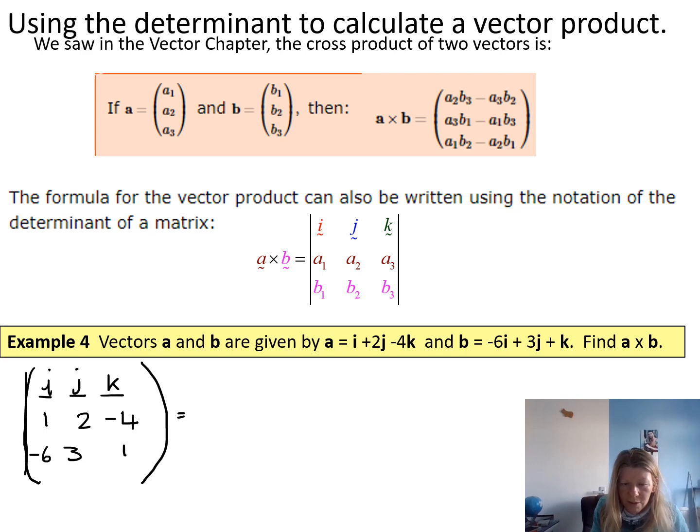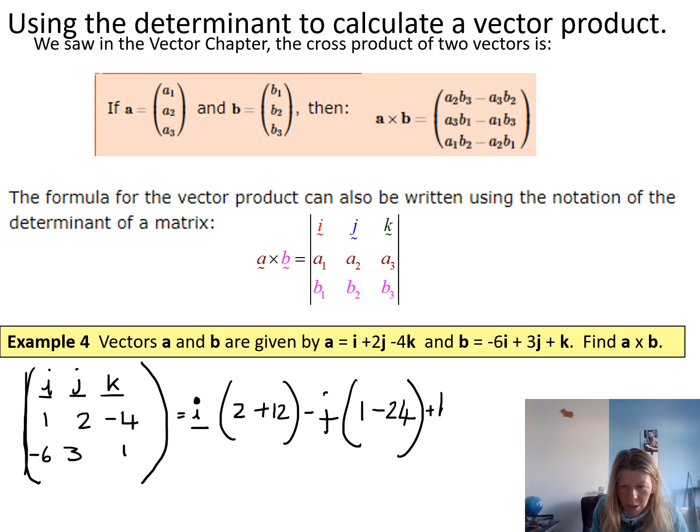Right, so how we work that out, if you remember, it's i, and then you, 2 take plus 12, and it's minus j, and then 1 take 24, I can do maths, and then plus k, and 3 add 12. Tricky stuff.